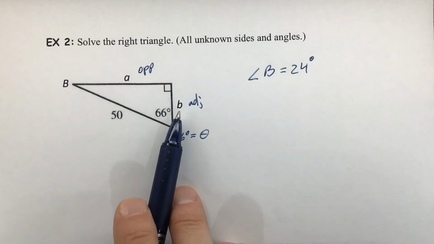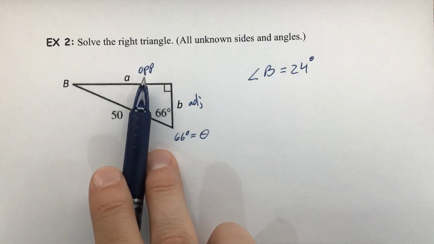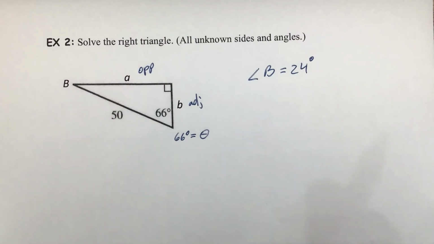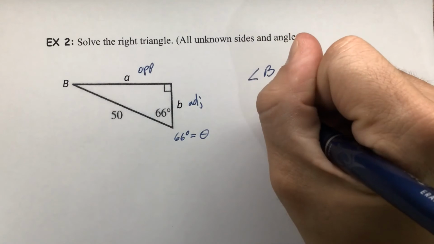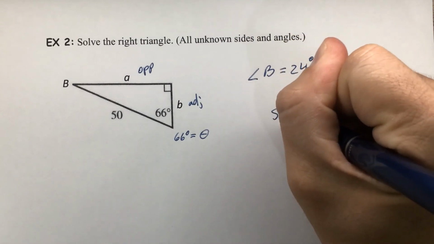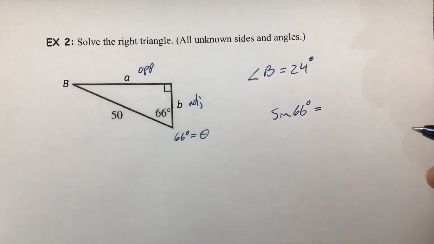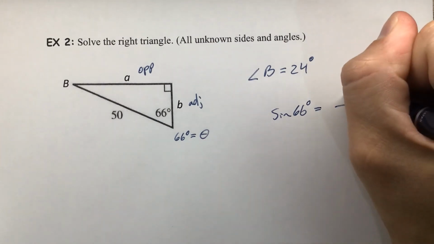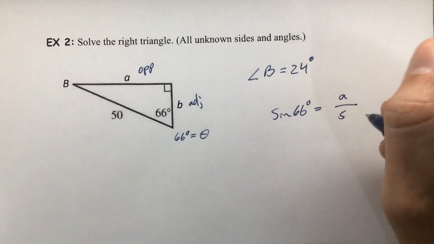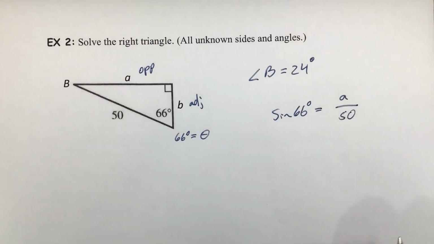I don't have the adjacent side. Okay, so I want to think about what trig function relates the opposite to the hypotenuse. And that trig function was sine. So if I take the sine of 66 degrees, that would be equal to the opposite divided by the hypotenuse, which would be A divided by 50.